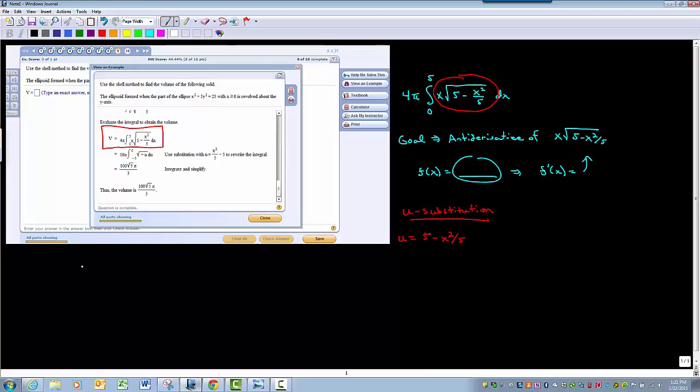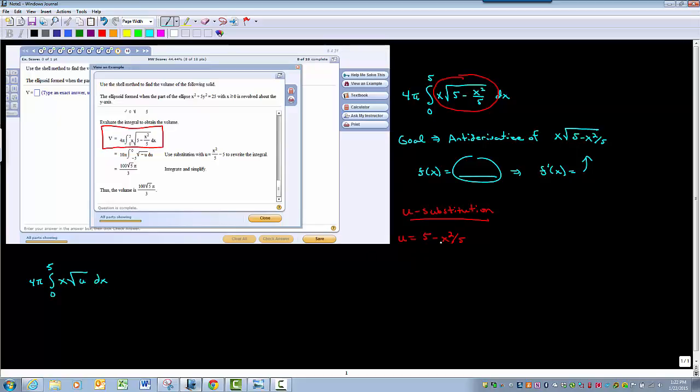So what that does is, I'll write it over here, that makes me have the integral of 4 pi, 0 to 5, of x times the square root of U dx. Here's the problem though, you can't do an antiderivative when you've got different variables like this. I need these to all become u's. I need this x to no longer be an x but to be a u, and I need this dx to no longer be dx but to be du.